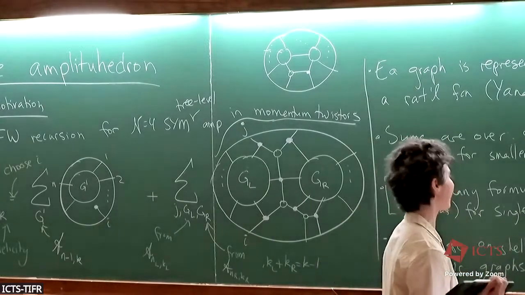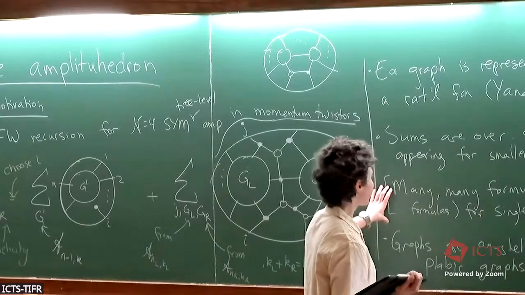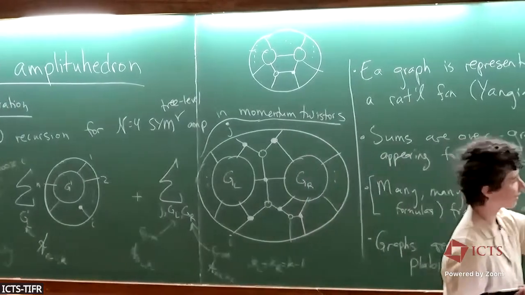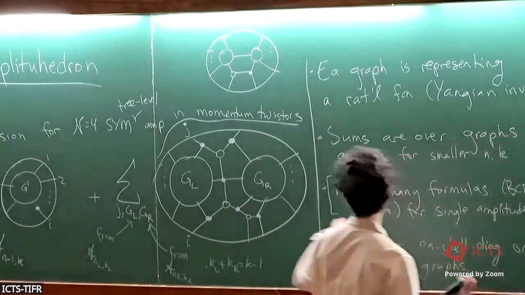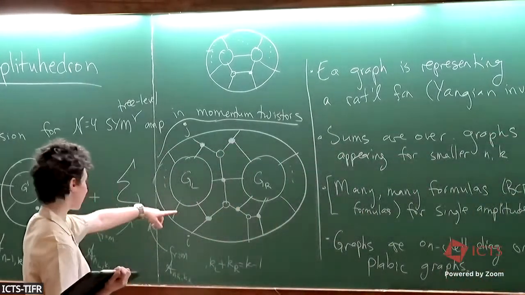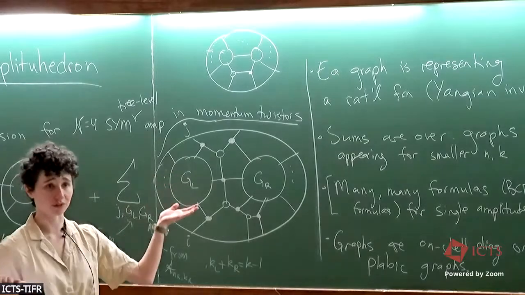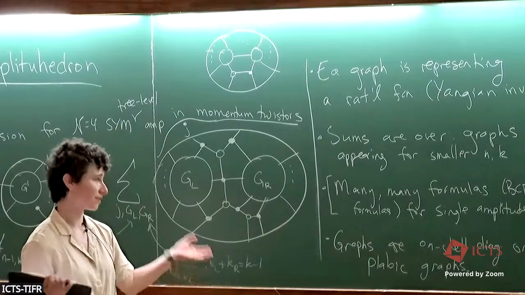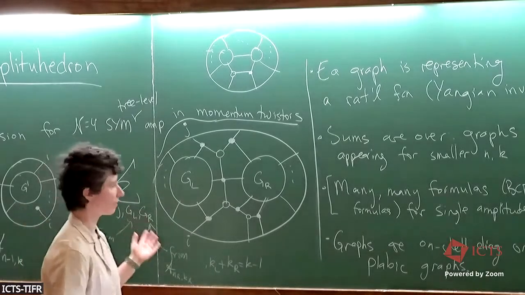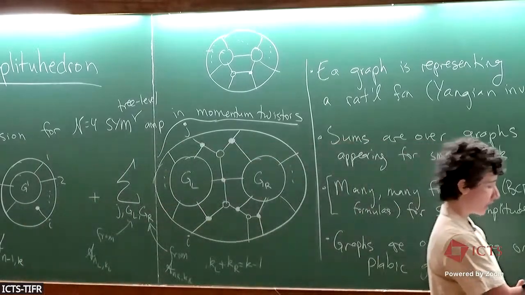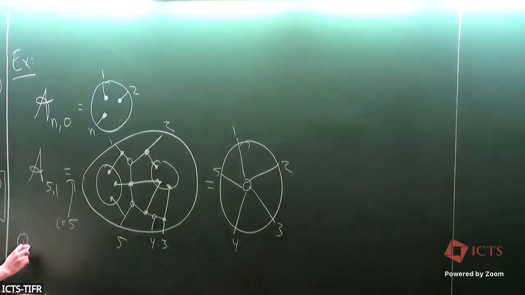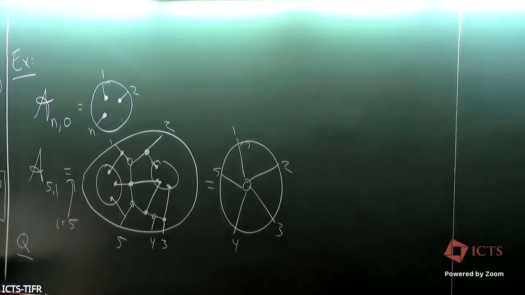Okay, so the point of this is many different formulas for a single amplitude. I did not show you, but you might imagine that as you choose these different i's, the graphs you get, and so also the rational functions you get, are very different. So you get many, very different expressions for the single amplitude. And the question that really motivated the Amplituhedron is why are there so many formulas?